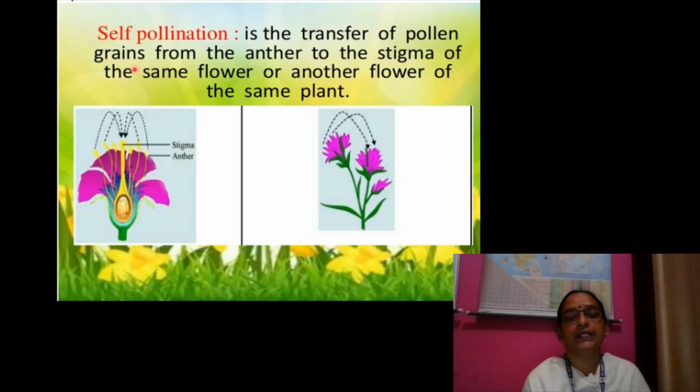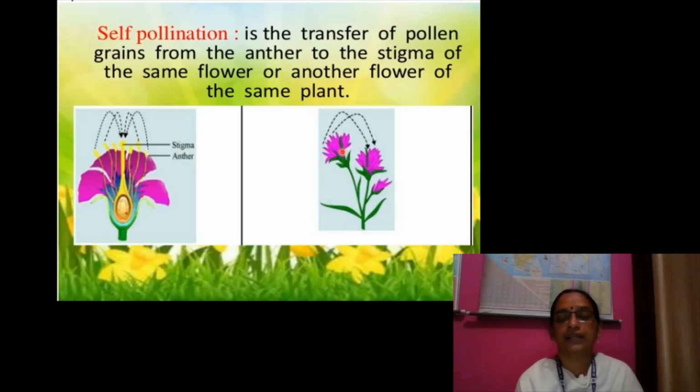Now let us study in detail what is self-pollination. Looking at this first figure, you can see that male part and female part are present in the same flower. So remember that the stamen contains pollen grains. These pollen grains reach the pistil of this same flower. This type of pollination is known as self-pollination. Pollen from the stamen reaches the pistil of the same flower.